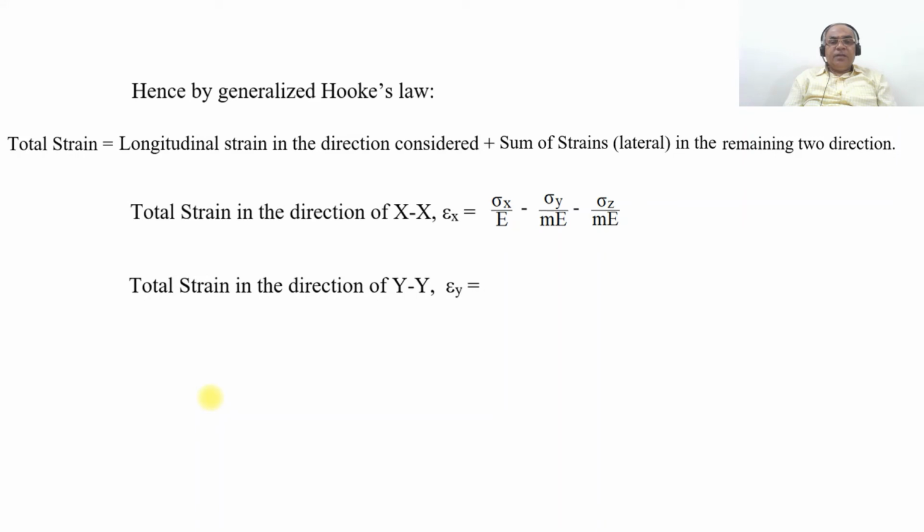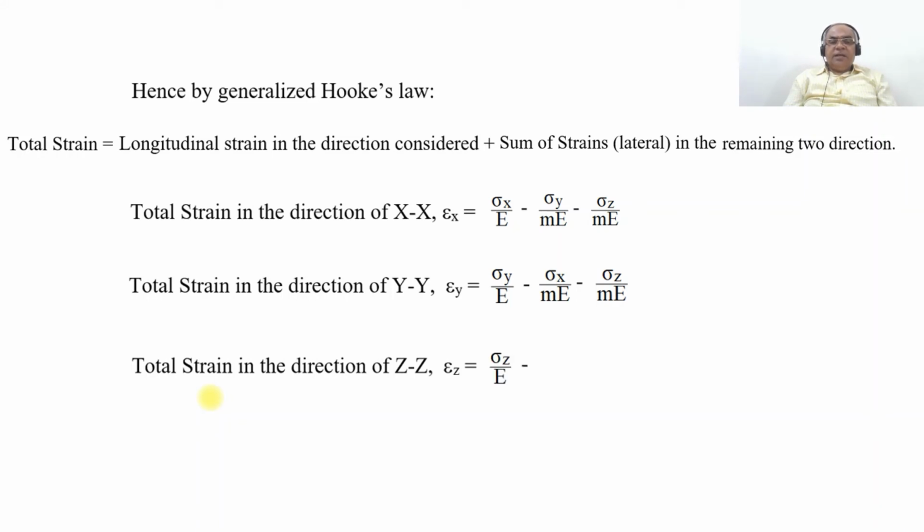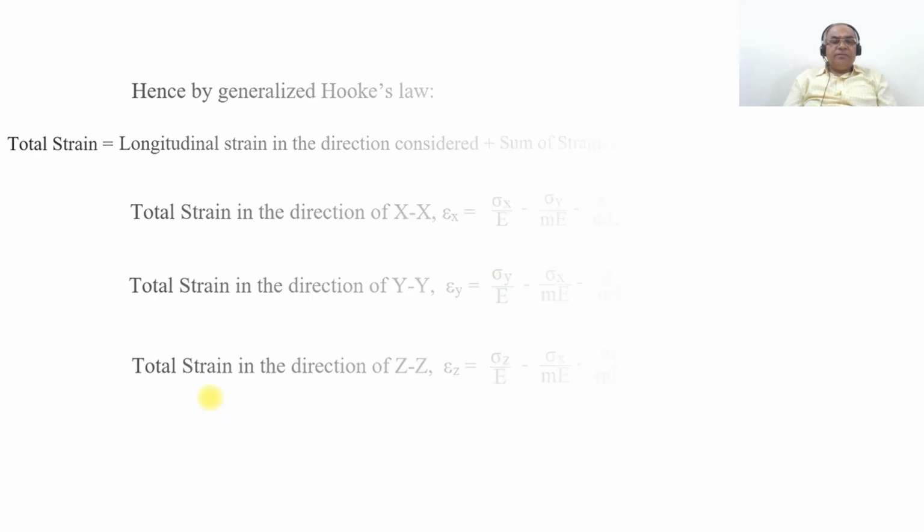Similarly, the total strain in the direction of YY, which is epsilon Y, will be equal to sigma Y by E minus sigma Z by M into E minus sigma X by M into E. Similarly, the total strain in the direction of ZZ, epsilon Z, is sigma Z by E minus sigma X by M into E minus sigma Y by M into E.